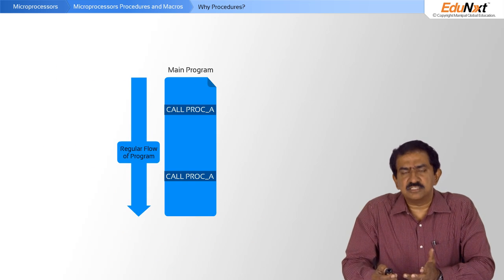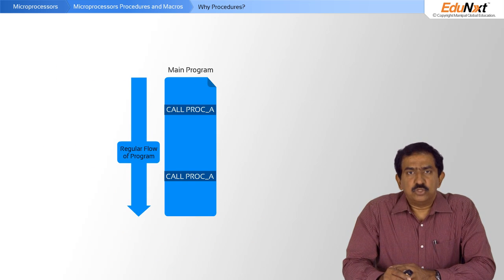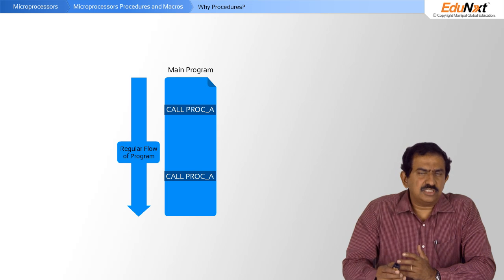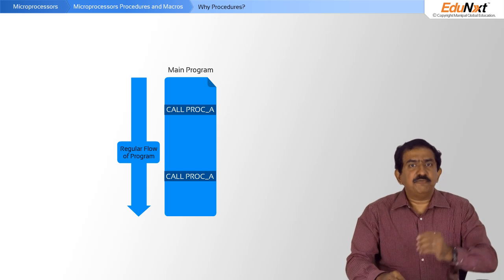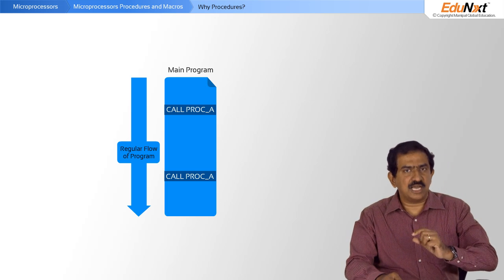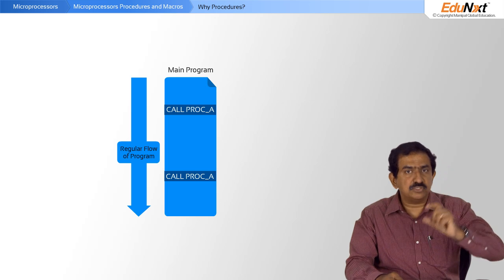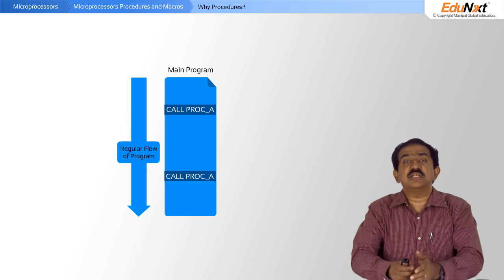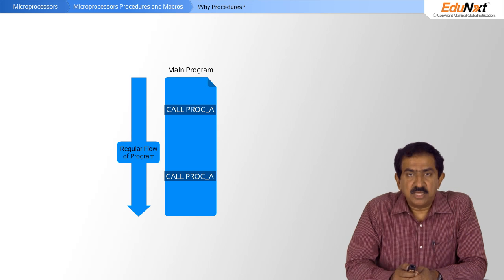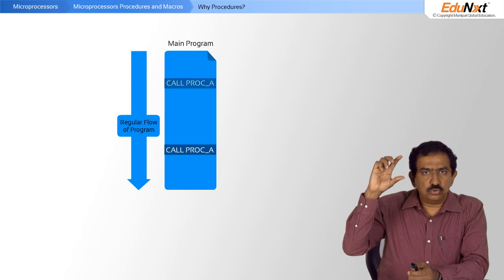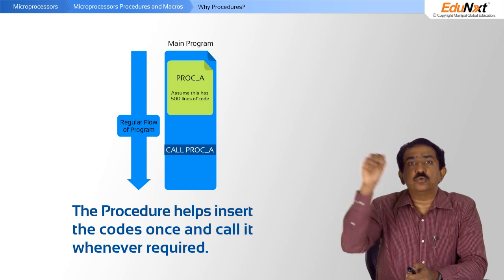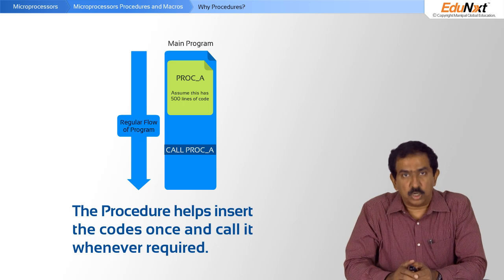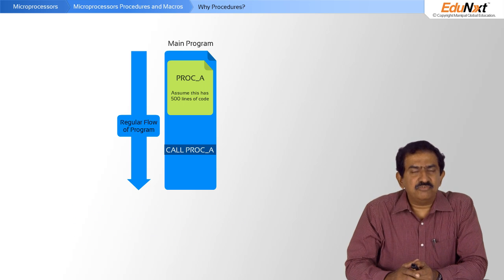Why are procedures used? Now it's fairly simple to understand. If a procedure is not used and you had to use that code 100 times, you would have had to insert that piece of code 100 times within your program, expanding the memory requirements of your program. The procedure helps you to insert it once and to keep calling it whenever you want. And that's not the only reason, right?